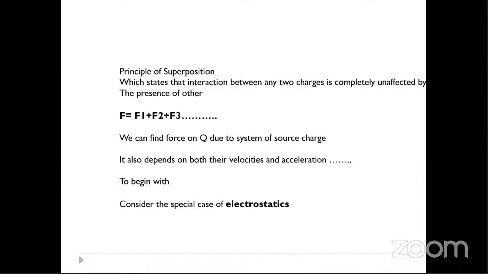Now it is interesting that this principle of superposition applies even to gravitational phenomena. So whenever we say something about the gravitational force, it behaves in this manner only. Whenever Earth and Moon interact, the gravitational law says that it is independent of other heavenly bodies which are around. Similarly, whenever an electrostatic force of attraction or repulsion acts between any two charges, it is independent of charges around.